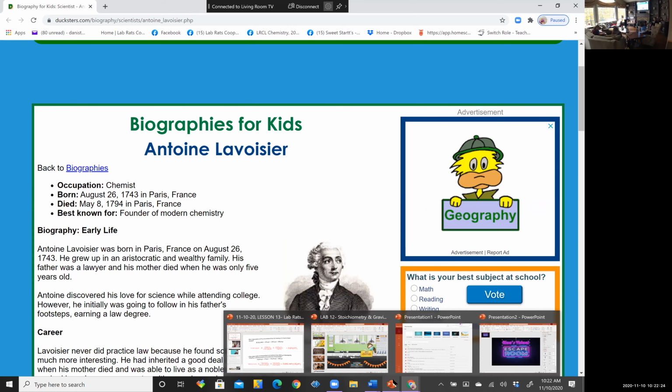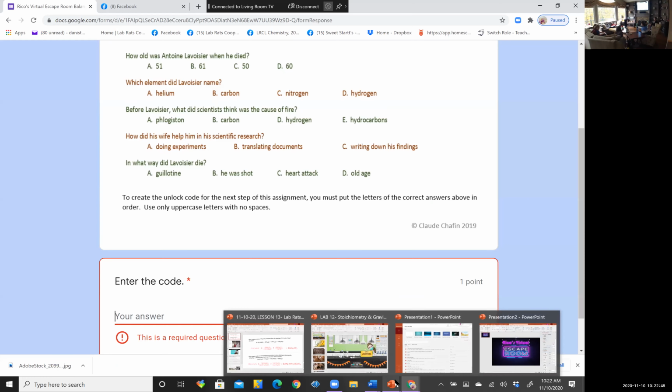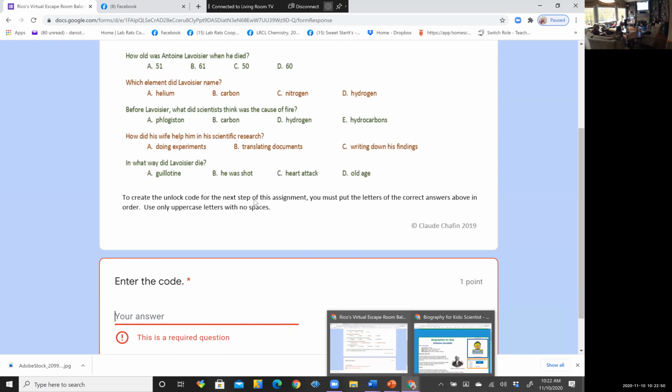51, says Senya. Yeah, I agree. 51. Anybody disagree? No. Are we taking months into consideration and everything? We're good to go? Our choices are 51, 61, 50, and 60. What do we think? 51? Okay.